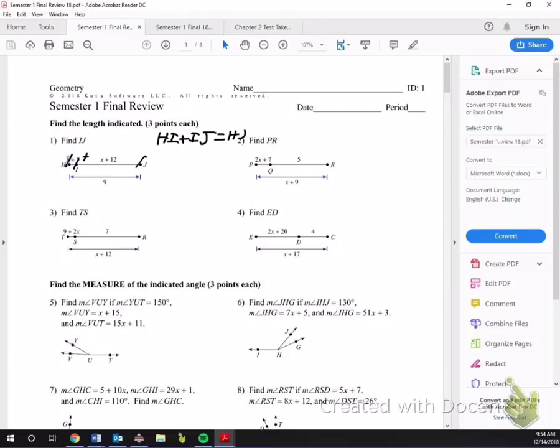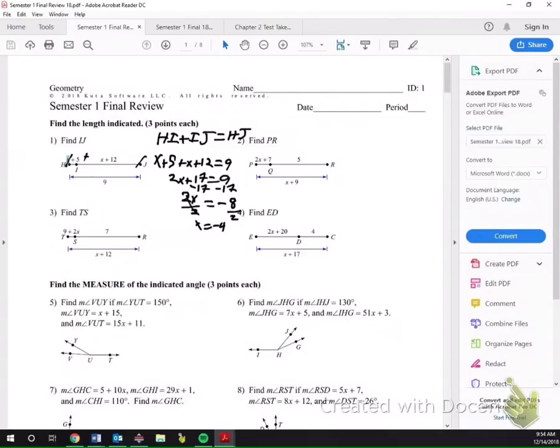Okay. So now that we have that, that's the geometry portion of it. Now the rest is just algebra. What we're going to do is substitute HI for x plus 5, sorry about that, plus x plus 12 equals 9. Combine like terms, we get 2x plus 17 equals 9. Subtract 17 from both sides, and we get 2x equals negative 8. Divide both sides by 2, and we get x equals negative 4.